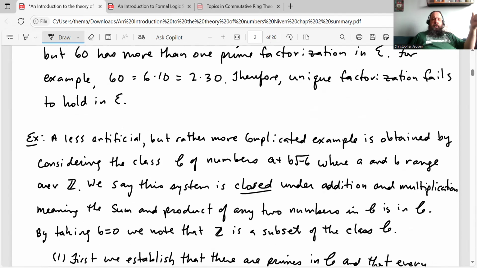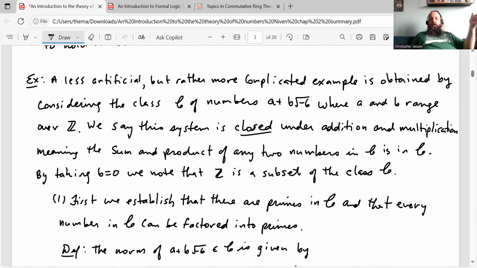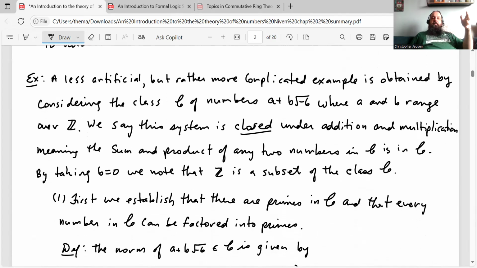Then he gives us a more complicated example that is maybe a bit less artificial, because this is the type of number systems that you look at in the branch of number theory called algebraic number theory, which is something that we'll look at later on down the line on the channel. And actually in Niven, I think chapter 10 is on sort of an introduction to algebraic number theory. So we'll look at that in this book when we get there eventually. But anyway, let's look at this example.